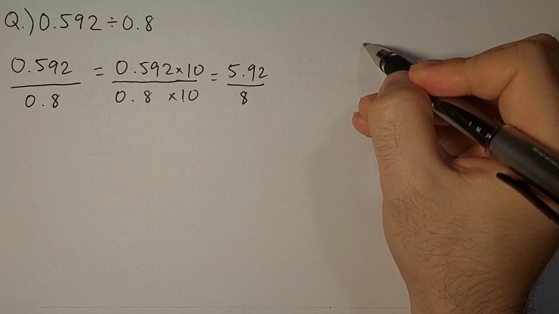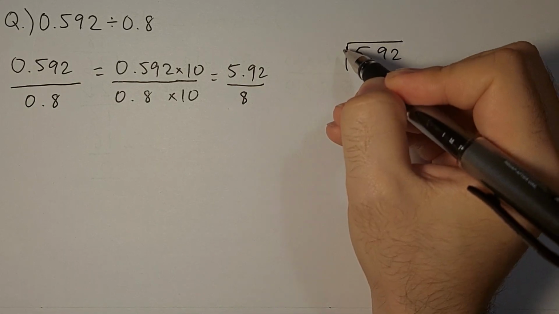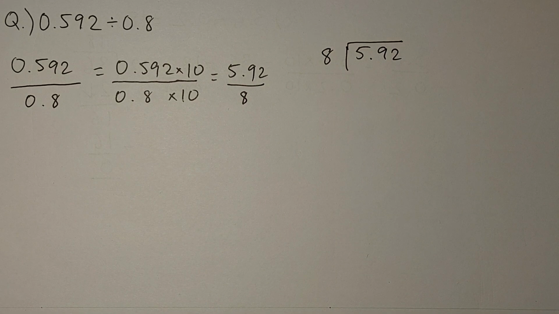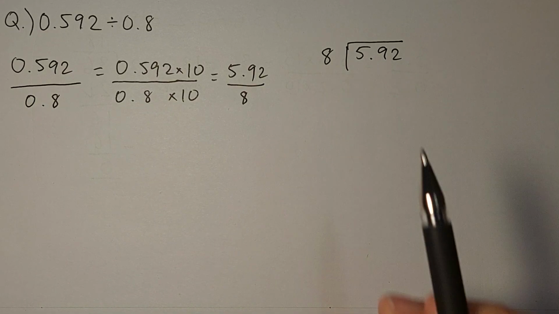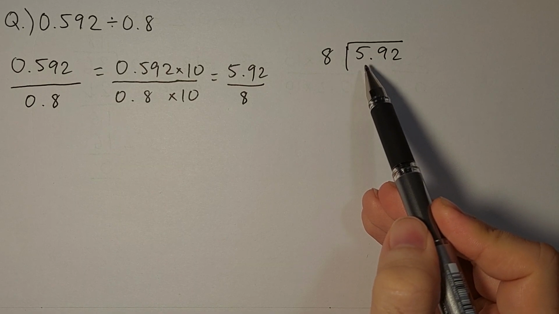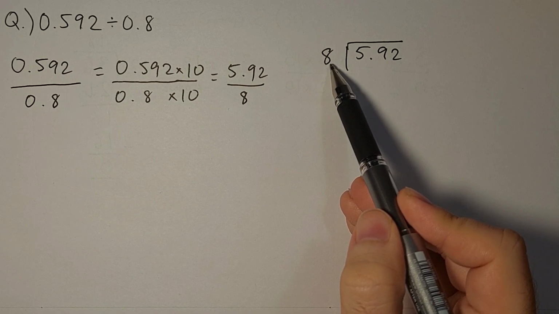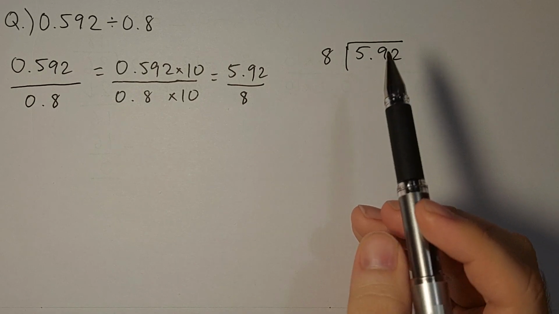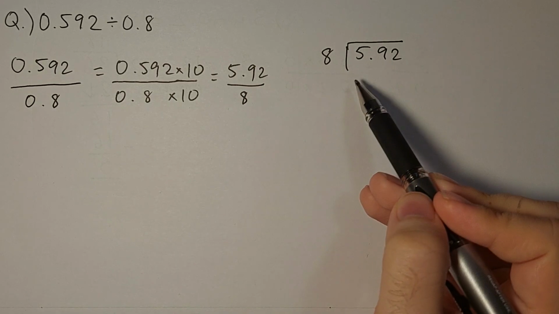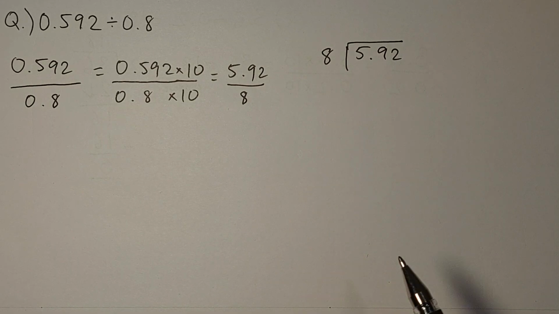Now again, we write the numerator. And we write the denominator like this. Now first of all, we are dividing a decimal by a whole number. We have to check, is the whole number part, which is all the digits to the left of the decimal point, greater than the divisor? Are they equal to, or are they greater? 5, which is the whole number part of 5.92, is less than 8.